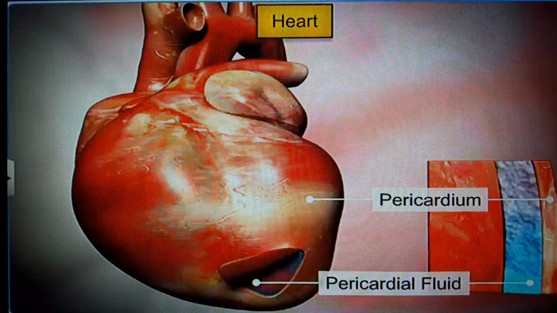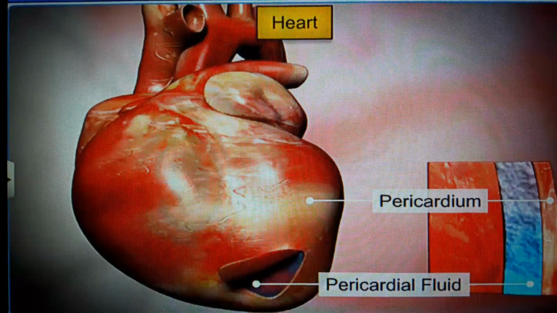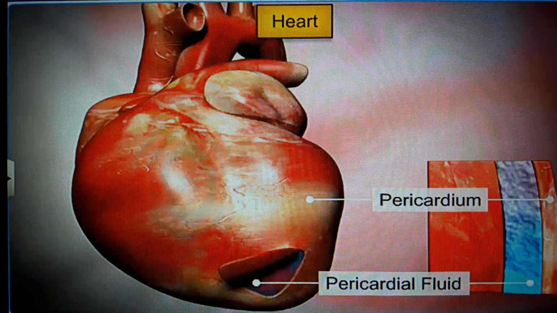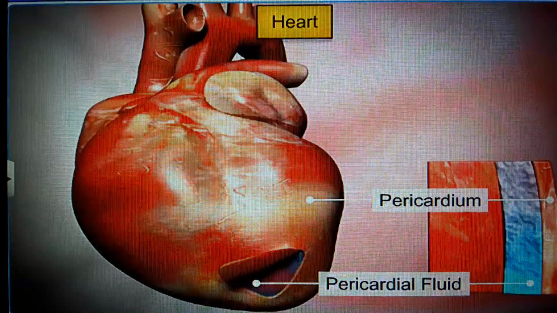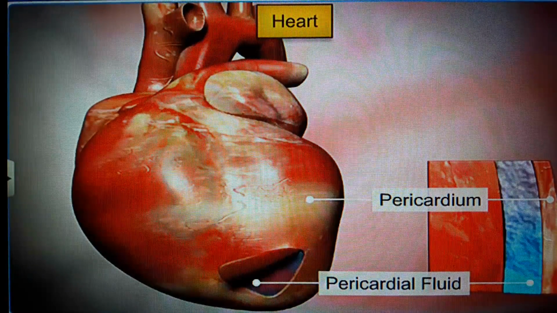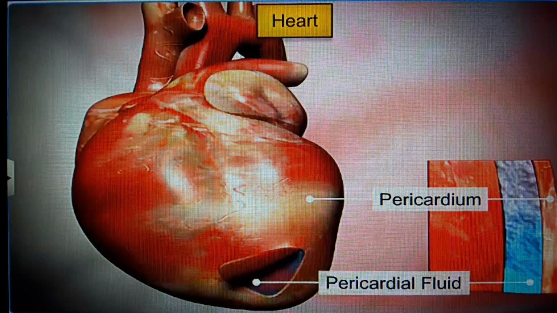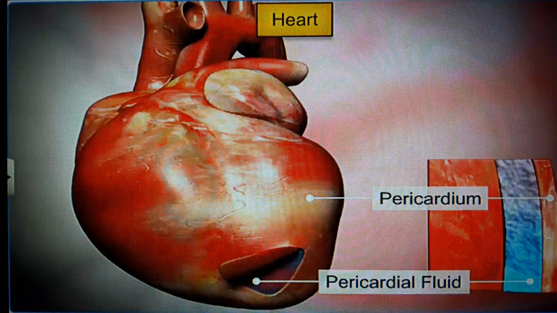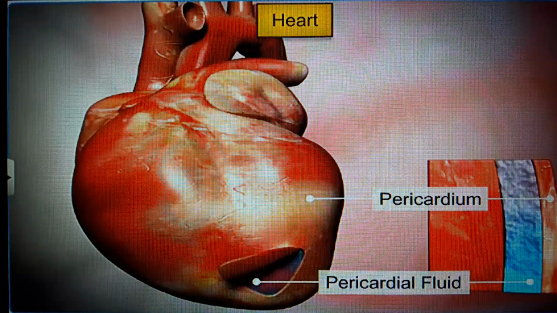It is formed of the following layers: fibrous pericardium, a tough, loosely fitted and inelastic sac around the heart. It is made up of tough white fibrous tissue and prevents excessive expansion of the heart. Second is serous pericardium, formed of two thin layers. The parietal layer forms the lining of the fibrous pericardium. The visceral layer, or epicardium, adheres to the heart, forming its outer covering.